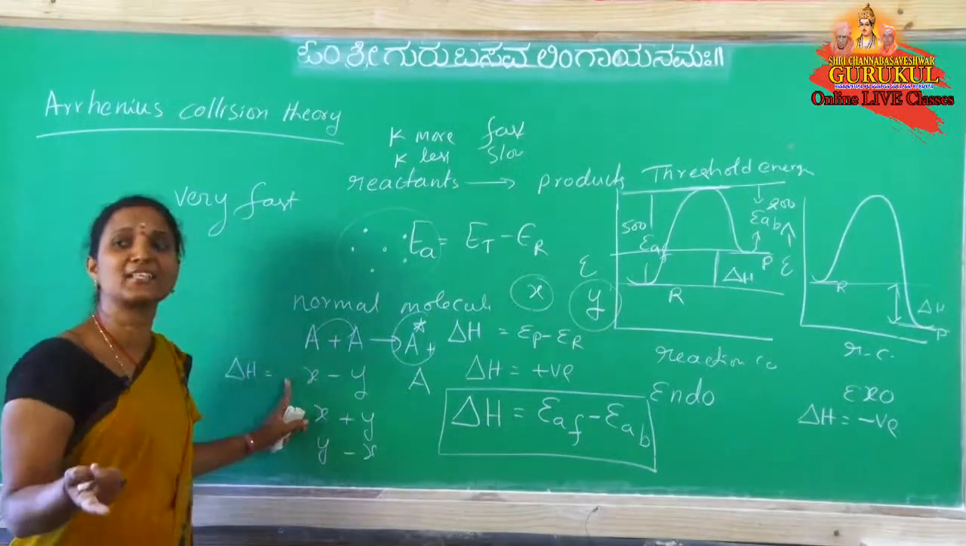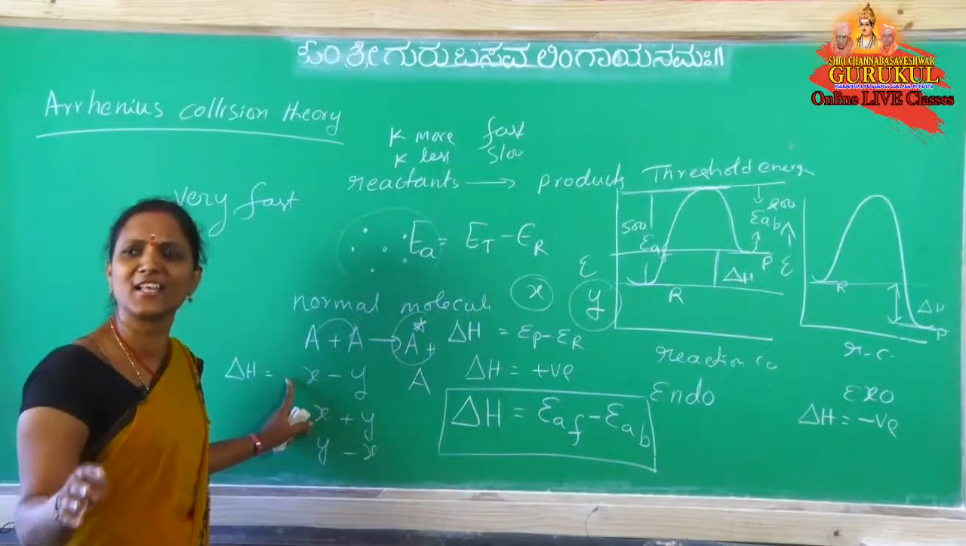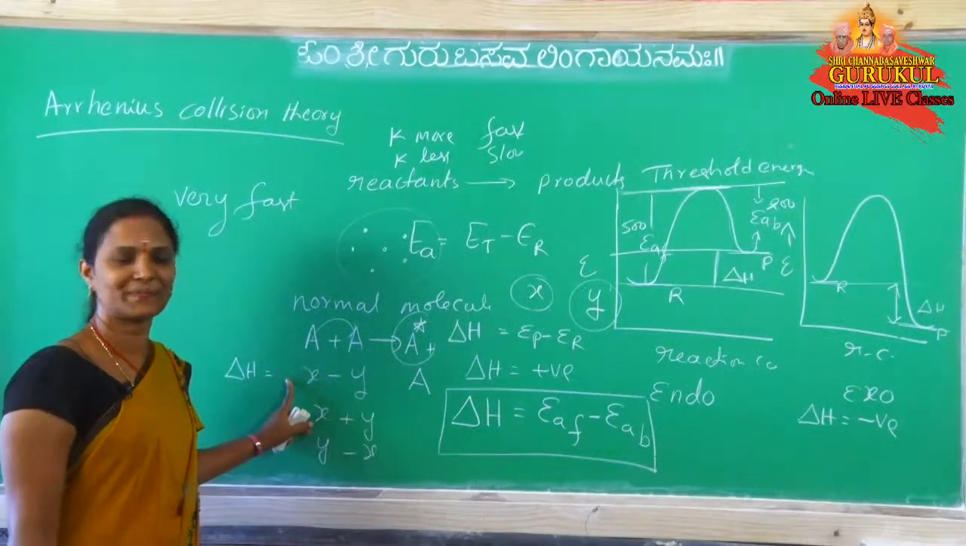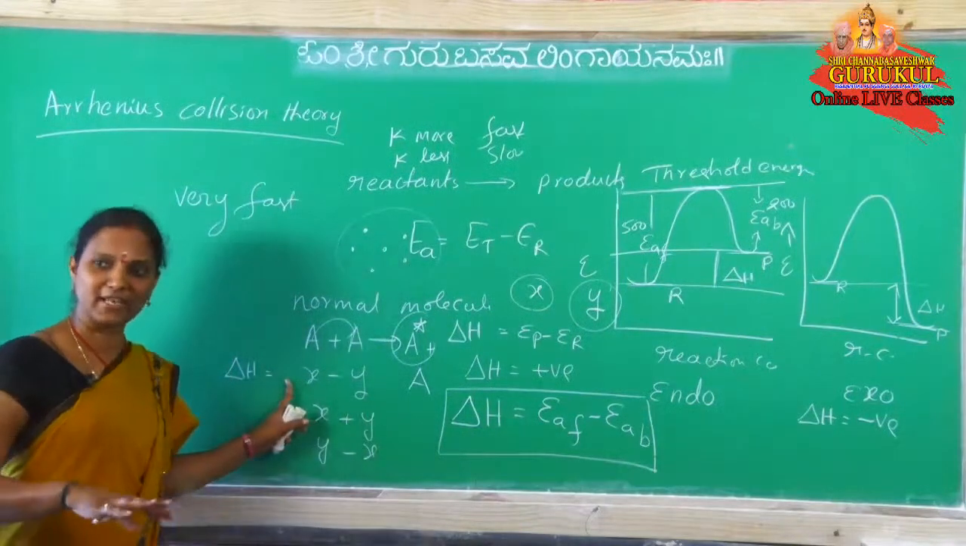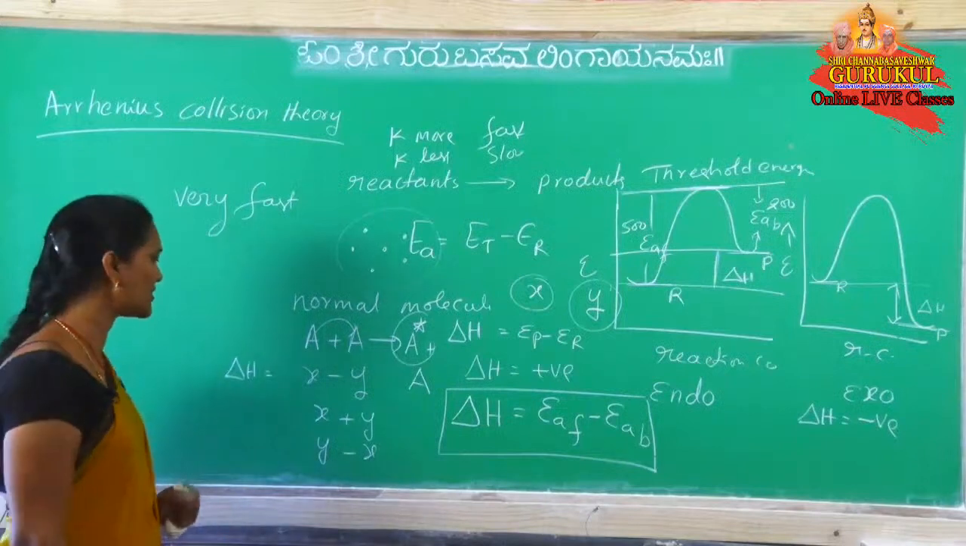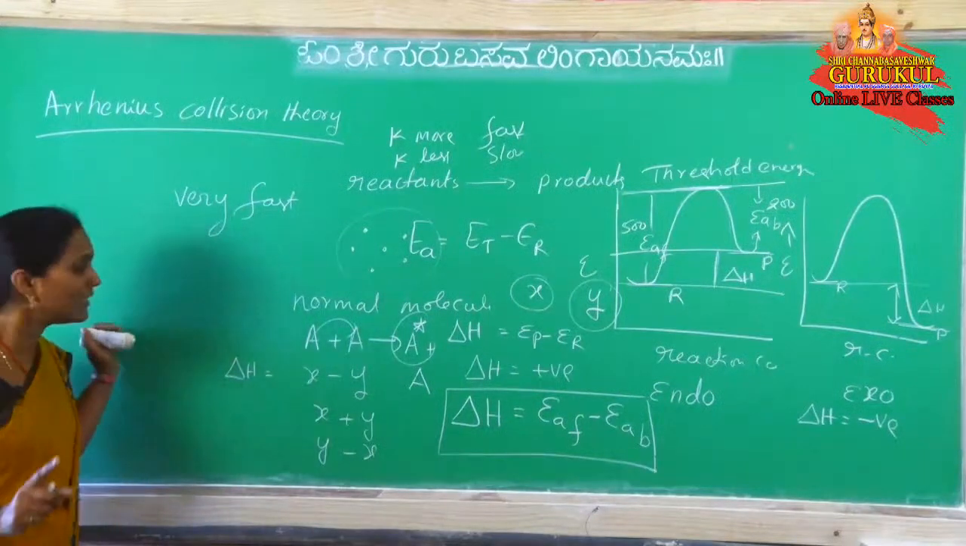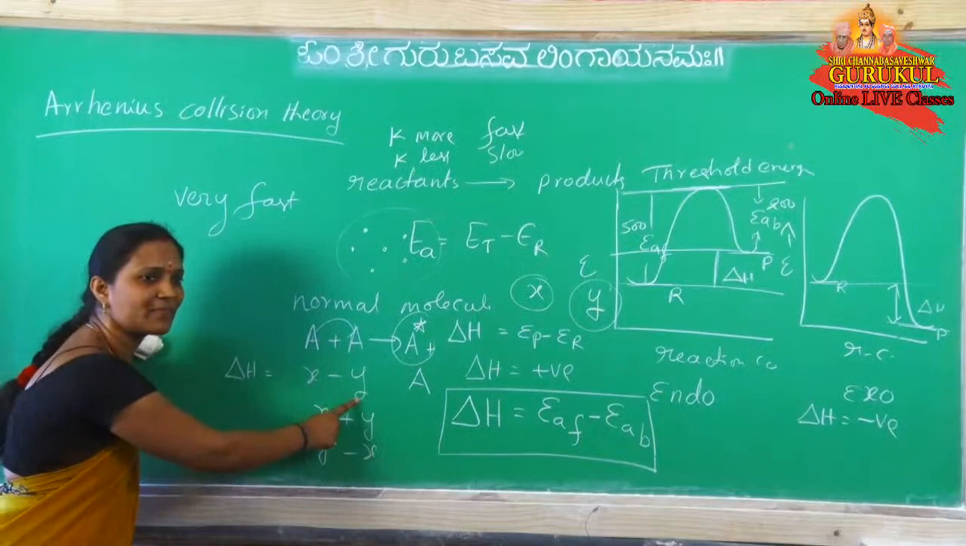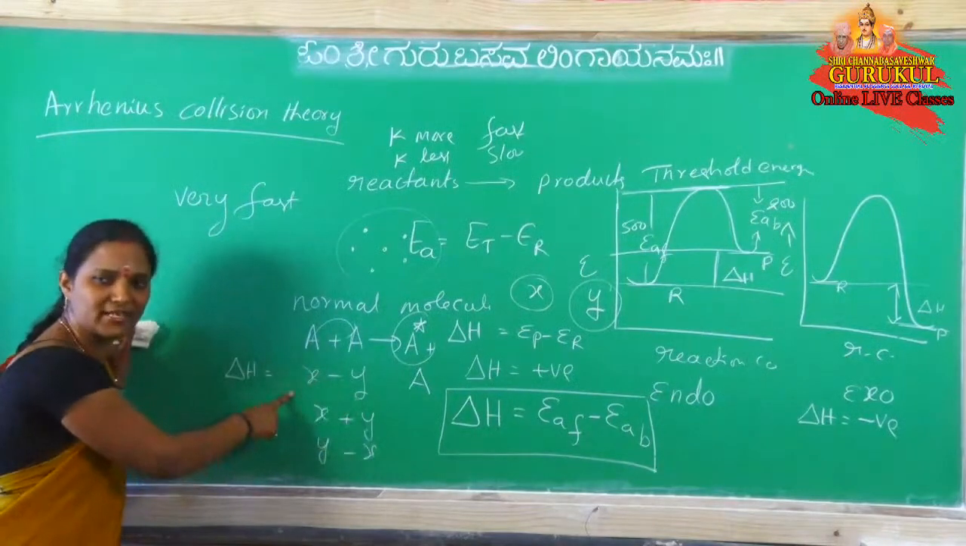This is negative, means another question: x greater than y, y greater than x, or x and y are equal. We can't identify from the options given. Then if delta H is negative, we should definitely get y greater than x.